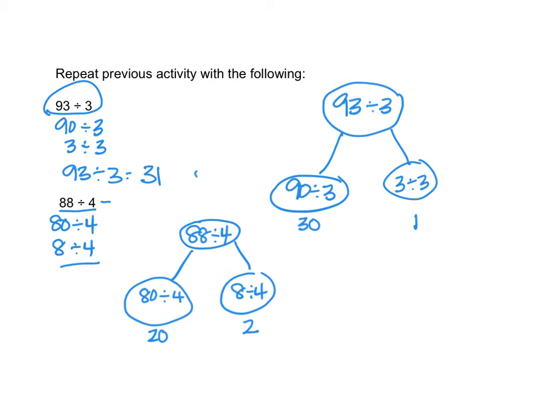So if we were going to say our original problem in standard form, let's do it in unit form first. 8 tens, 8 ones divided by 4 equals 2 tens, 2 ones. In standard form, 88 divided by 4 equals 22. You can always check a division problem in your answer by multiplying your quotient by your dividend. So 22 times 4 equals 88, so we can be confident we did that right.